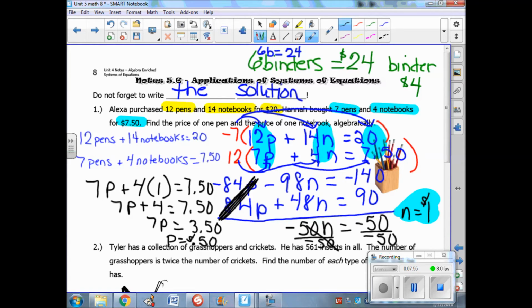Okay, 50 cents. Please don't use that silly little cent sign. Use the $ sign with the decimal point. So where can we summarize this? Because like I said, we're a little squeezed on space. So we've got that notebooks are $1 and pens are 50 cents. Decimal point with a $ sign, okay? 50 cents. That's my solution.